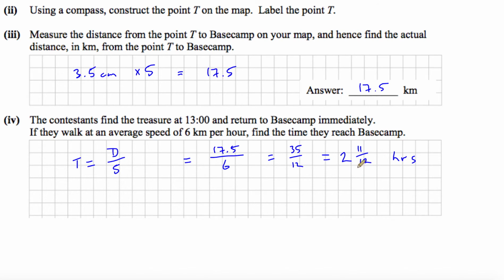Now we need to know what's 11 12ths of an hour. So an hour is 60 minutes. So we can say what's 11 12ths of 60 minutes. We can just multiply 11 12ths by 60. And that gives us a value of 55. So we know that this is actually 2 hours and 55 minutes.